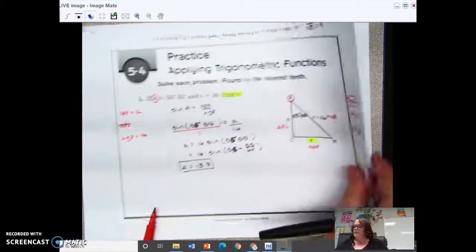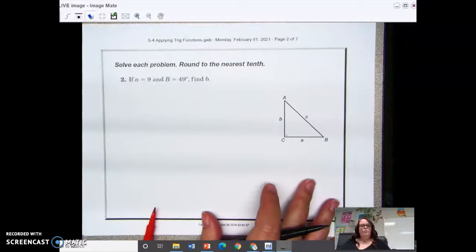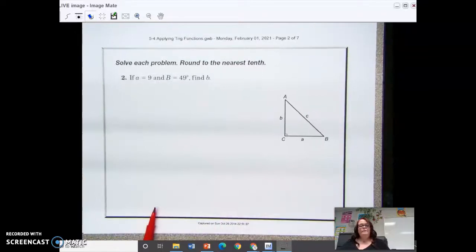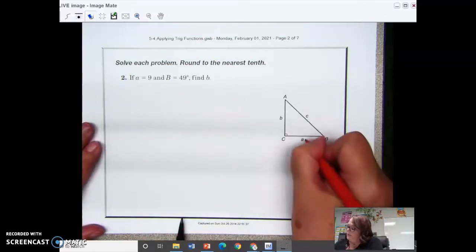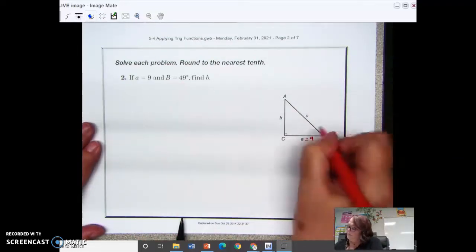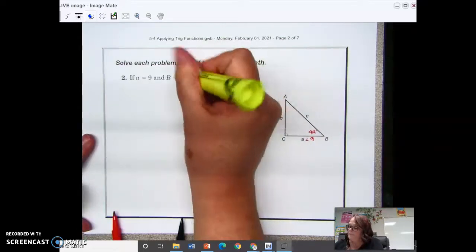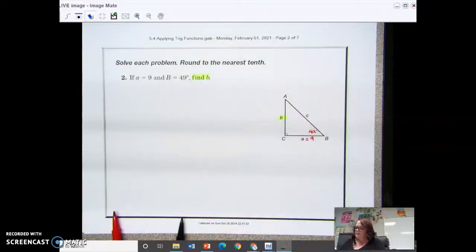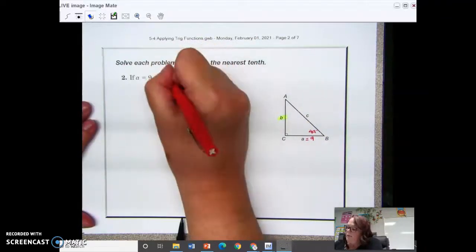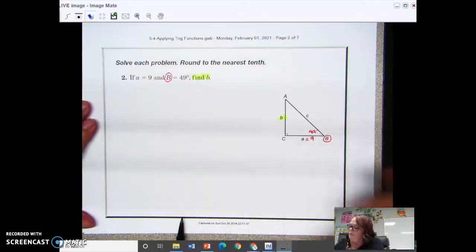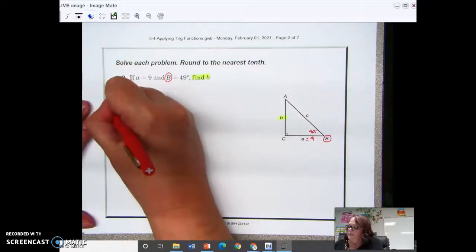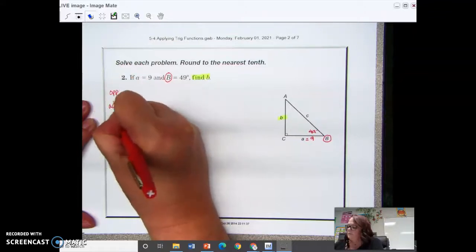All right, so if we take a look at the next example, what I want you to do is pause for a moment and figure out what angle are we dealing with, and then what measures do we know. So in our picture, we know that little a is equal to 9, and we know that big B is equal to 49 degrees, and we want to find little b. Okay, so the angle we know about is angle B. So I'm going to circle that and then deal with my opposite, my adjacent, and my hypotenuse.